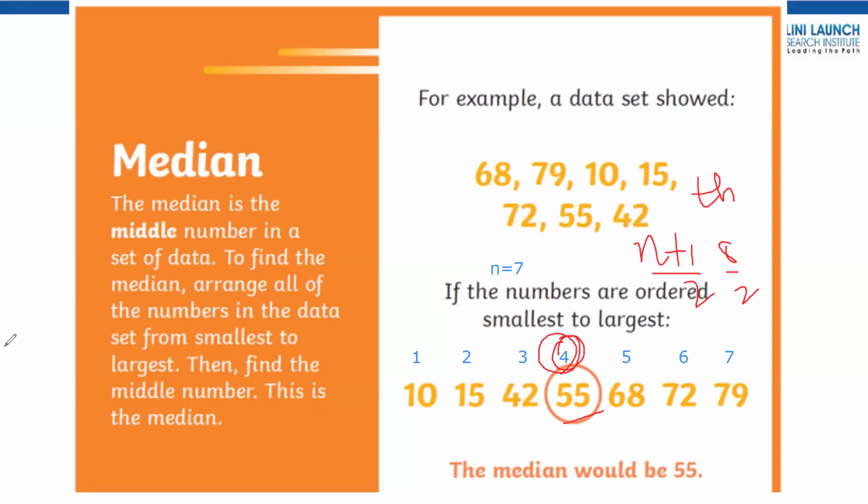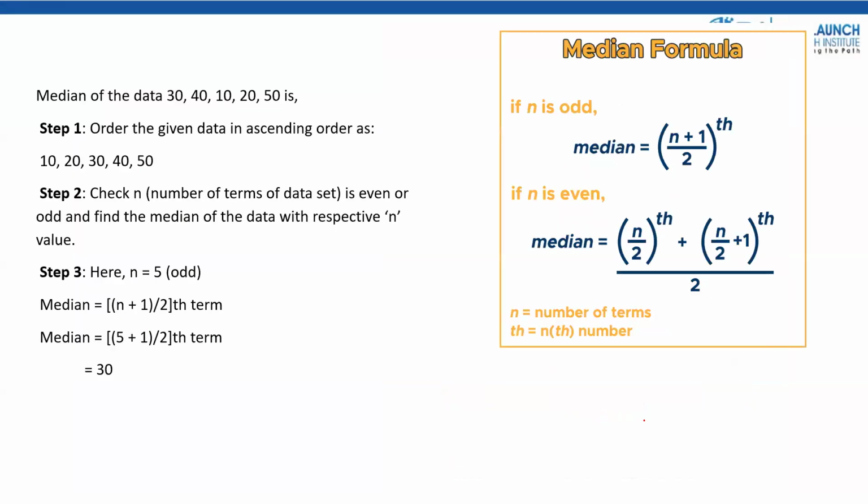So whether you apply the formula or you visualize, you get the same answer. So that is how you calculate the median. Let us take one example for this. Odd data again. Here you have 30, 40, 10, 20, 50. First arrange in ascending order. Visually, 30 is the median over here.